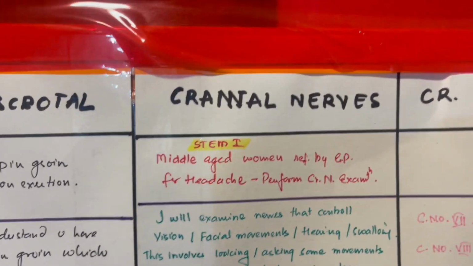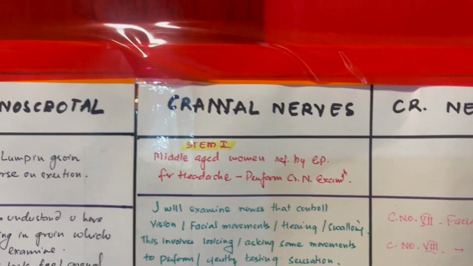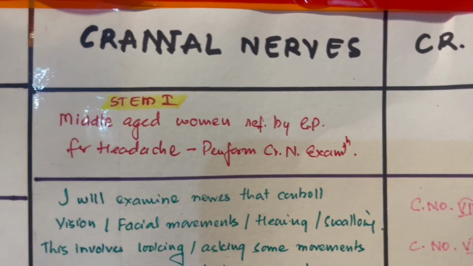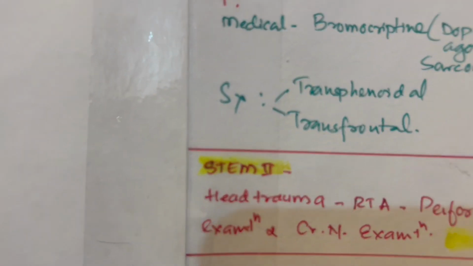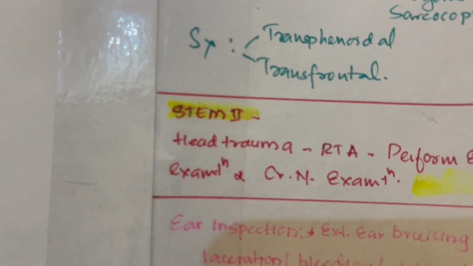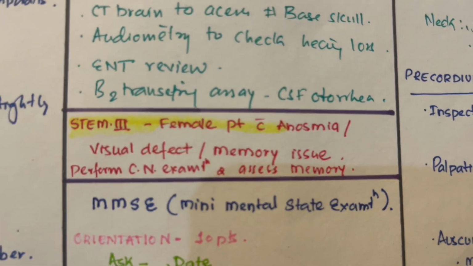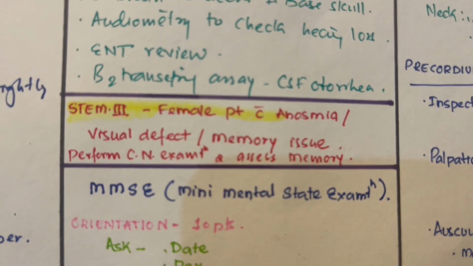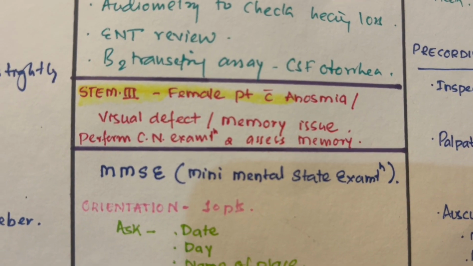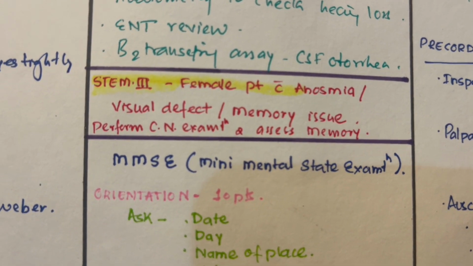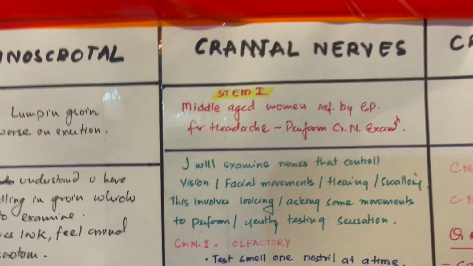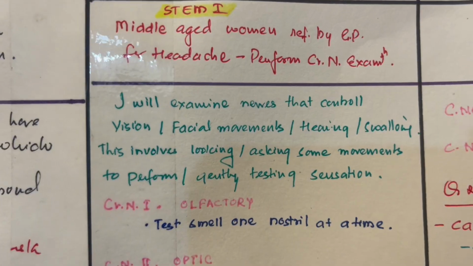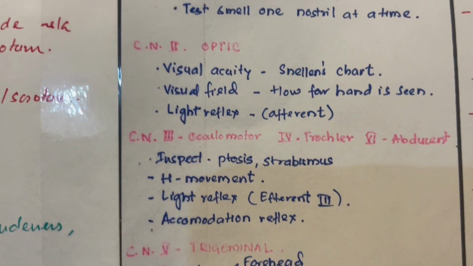Then you come towards the CNS examination, cranial nerves. There are different stems. A middle-aged woman sent by the GP for headache, perform cranial nerve examination. Another stem can be head trauma, perform examination of the cranial nerves. Then there can be a female patient with anosmia, visual defect, memory issue, perform cranial nerve examination and assess memory, MMSE. So what to do: examine all 12 cranial nerves, which have been demonstrated already.